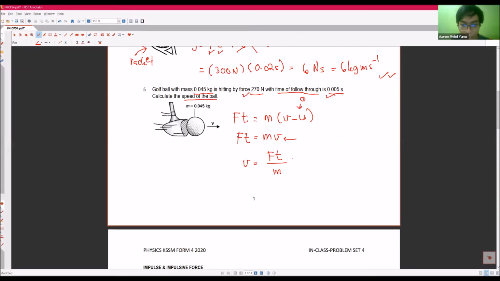Okay, and then we just plug in the values: 270 Newton times 0.05 second, divided by 0.045 kilogram. Plug that into our calculator and we will get 30. The unit for velocity is m s^-1.